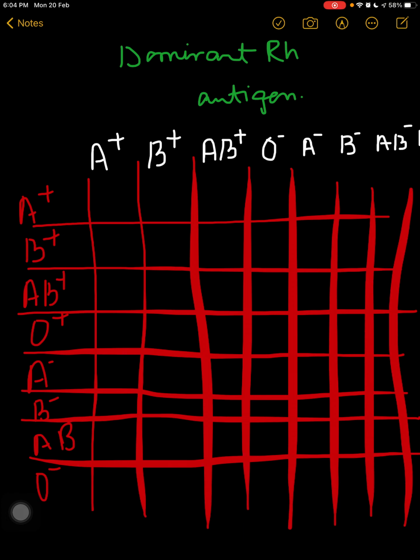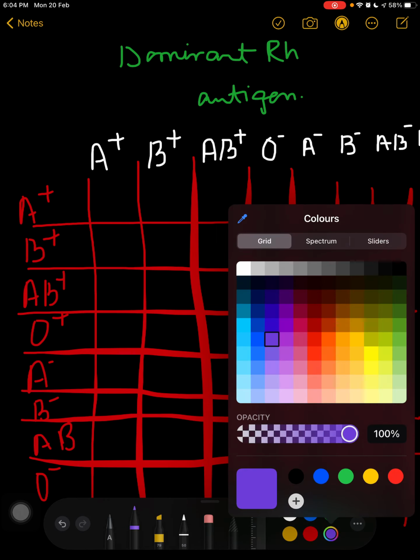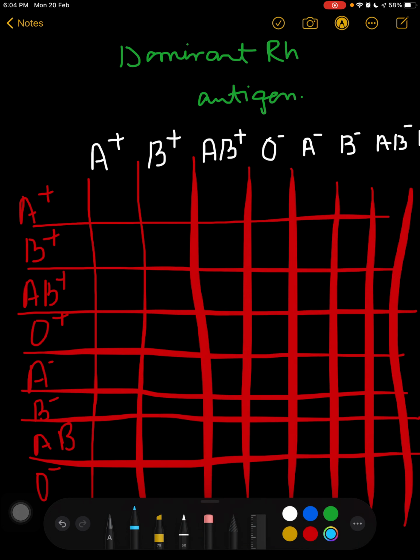Right, so what if A positive gives blood to A positive? Look, okay, whatever, we look at this side, antibody. A positive has antibody against B, and it doesn't have antibody against Rh, right? So I guess it can give blood to A positive. Can't give blood to B positive because B positive has an antibody against A antigen.